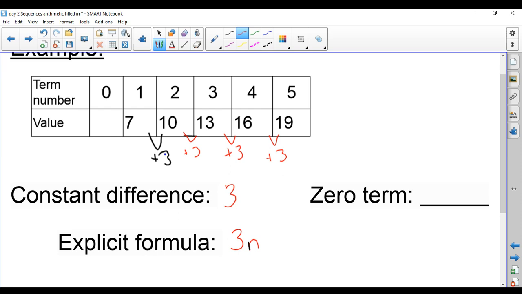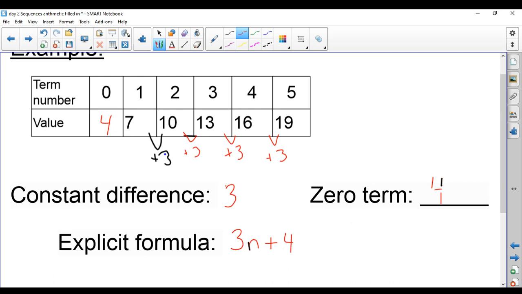Now we need to find the 0 term. The 0 term is the one that would come before the first term. So we're going to work backwards. Going forwards, you add 3 each time. Going backwards, from 19, we subtract 3 to get 16. Subtract 3 is 13. 13 minus 3 is 10. 10 minus 3 is 7. So to get the 0 term, I take the 7 and subtract 3, and figure out that the number that would come before it is 4. That's my 0 term. The 0 term gets added in the explicit formula.